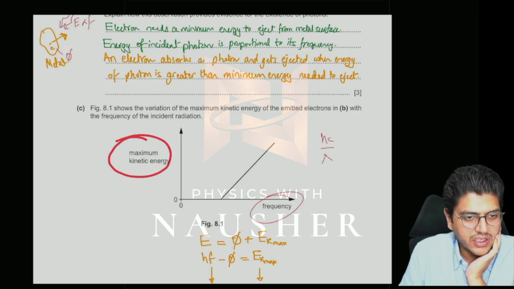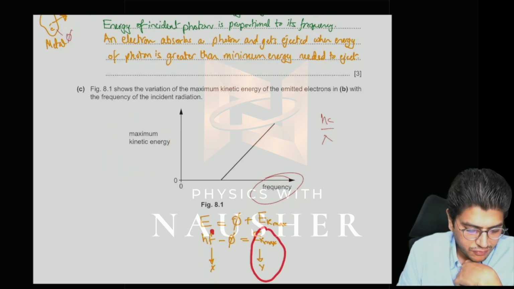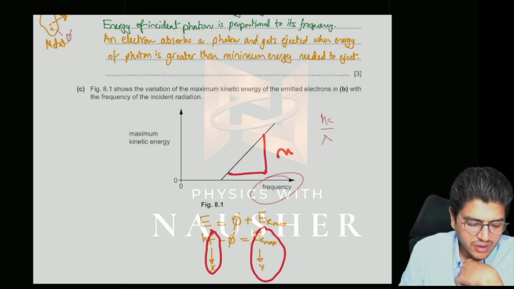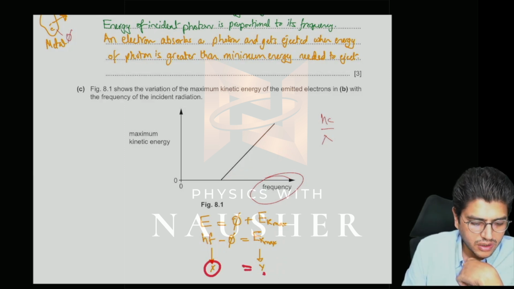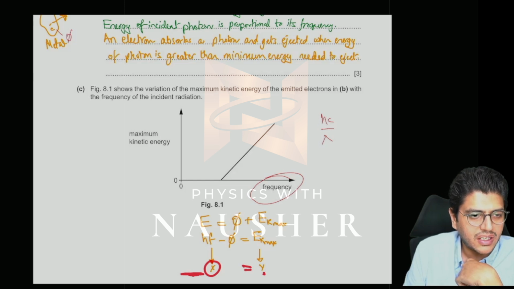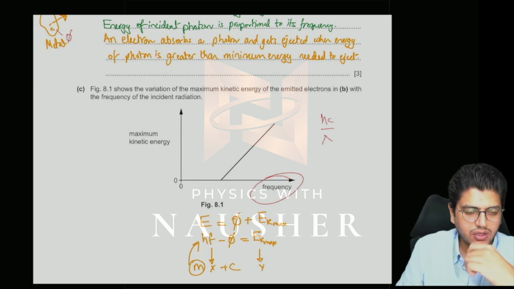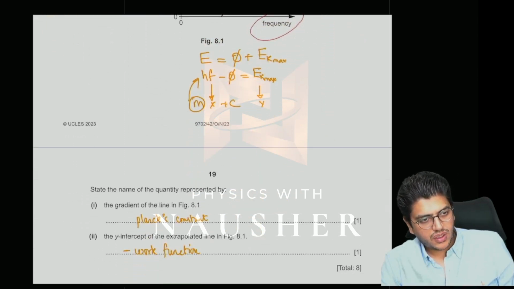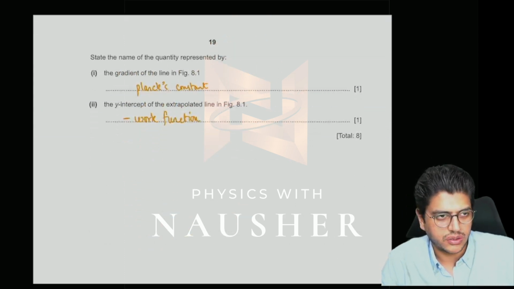Now, over here, you've written Ek max. So Ek max, again, linearization. Ek max is on the y-axis. Frequency is on the x-axis. So what does the gradient of this graph give? Now you can tell y equals mx plus c. If x is written here, what should be with it? m or c? It's always mx plus c. So the gradient of this graph gives you h, and the y-intercept gives you minus phi. So the gradient is Planck's constant, and the y-intercept is the negative work function, minus phi.